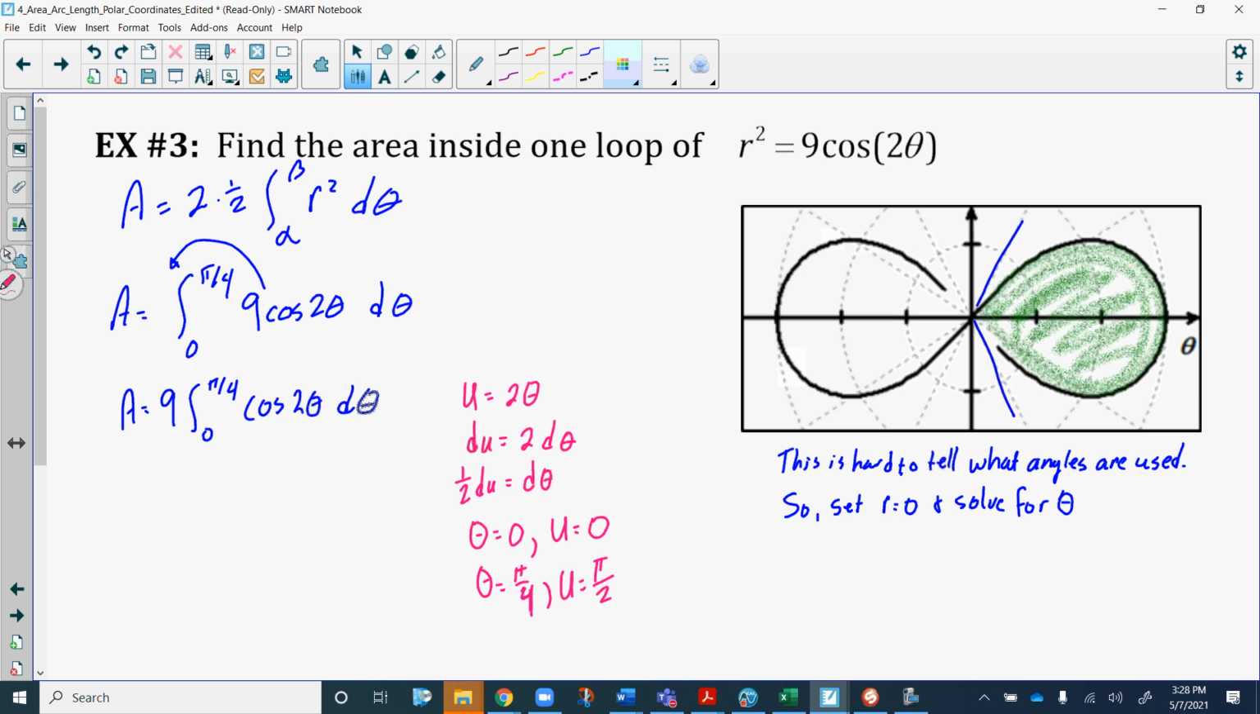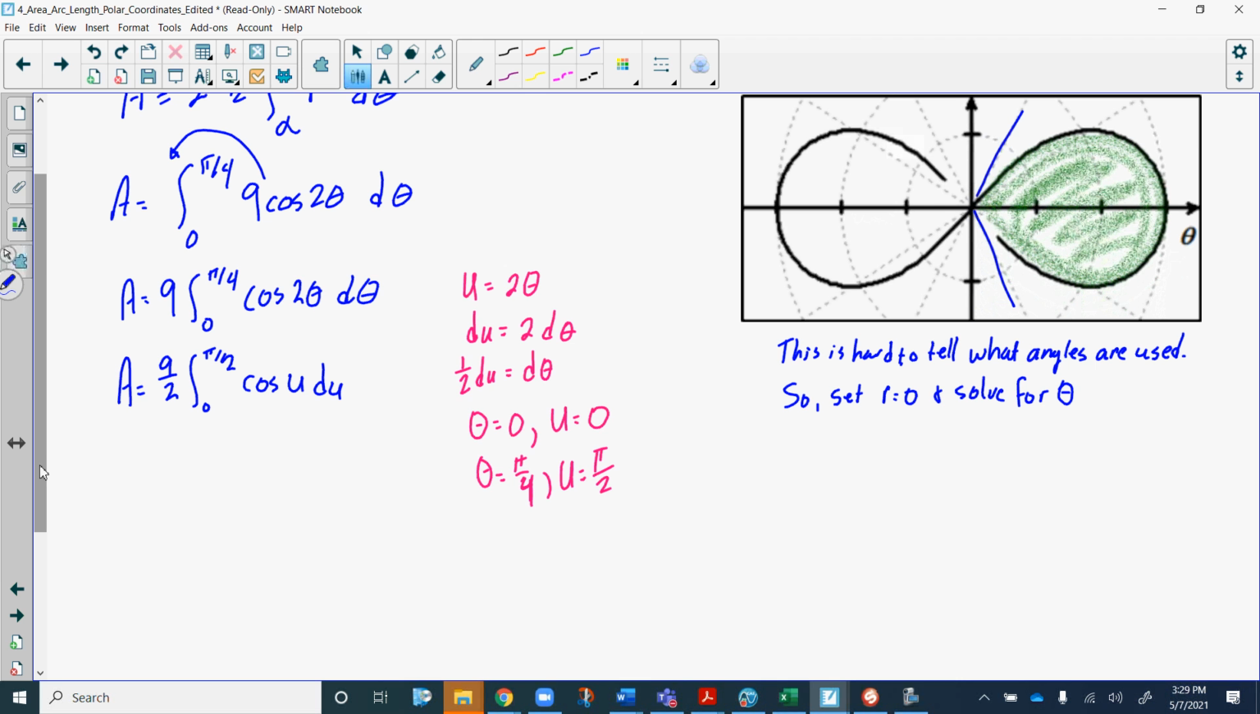Let's go back to my blue color here. And I'm going to have my area. So if I introduce the constant of 1/2, 9 times 1/2 is just going to be 9 over 2 times the definite integral, and now in this case, we're going to go from 0 to pi over 2 of cosine of u du. And now we can take the antiderivative of cosine. So I'm going to have area is equal to 9 over 2 times the antiderivative of cosine, which is just sine. So I have sine of u, and we're evaluating it from 0 to pi over 2.